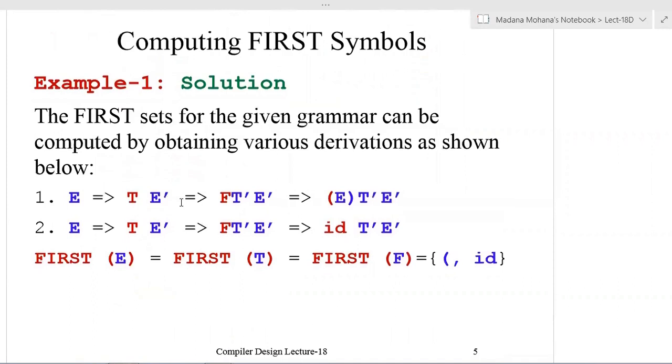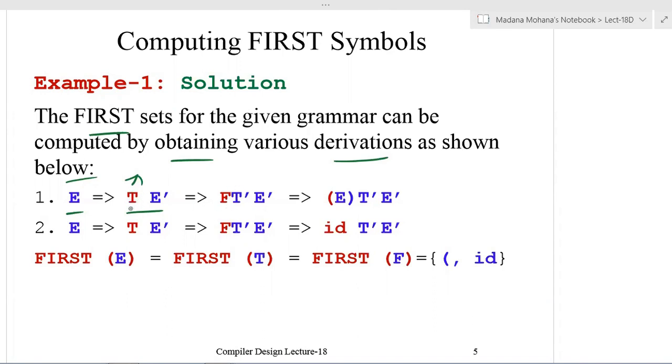Now let us see here. The first sets for the given grammar can be computed by obtaining various derivations as shown below. Let us see the first production, E derives T E dash. In the right-hand side, you need to find the starting symbol. If it contains a terminal, then that is the first value. But here T is not a terminal, this is a variable.